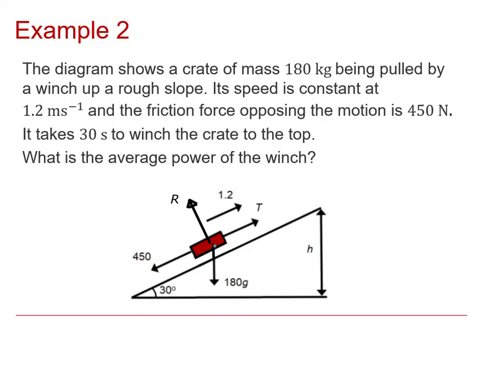We've got a mass of 180 kilograms. It's moving up a rough slope, so there'll be a resistance which is specified as 450 newtons, and there must be a force pulling it, and we're interested in what the power of that force is. So it's the power of the force, the rate at which it does work, rather than the value of the force that's the immediate focus of attention.